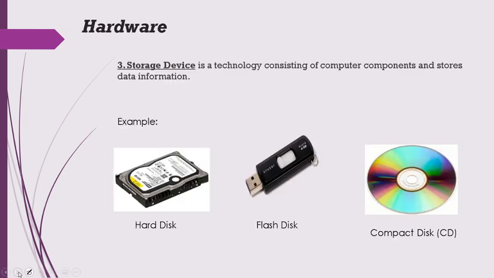Next one. Storage device. A storage device is a technology consisting of computer components that stores data and information. A good example for this one is our hard disk, which will serve as our memory. We also have flash drive or external drive. And aside from the flash drive, we also have compact disk as one of our external drives. Okay?